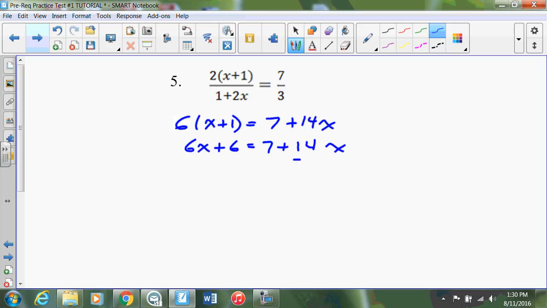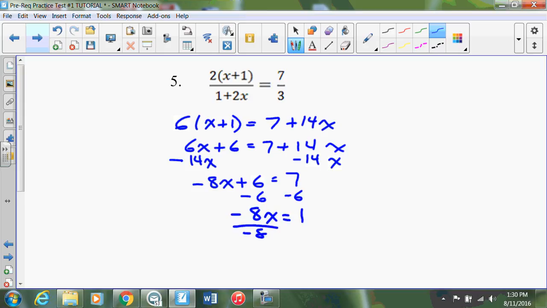Go ahead and subtract the 14x. And I'll get the negative 8x plus 6 equals 7. Subtract the 6 on both sides. And divide both sides by negative 8. So x equals negative 1 over 8.